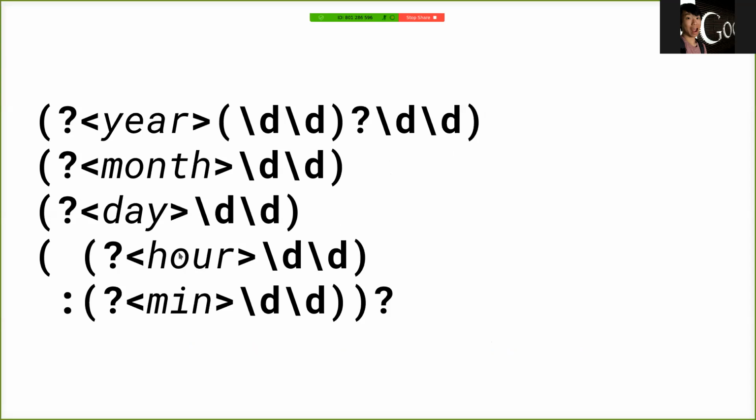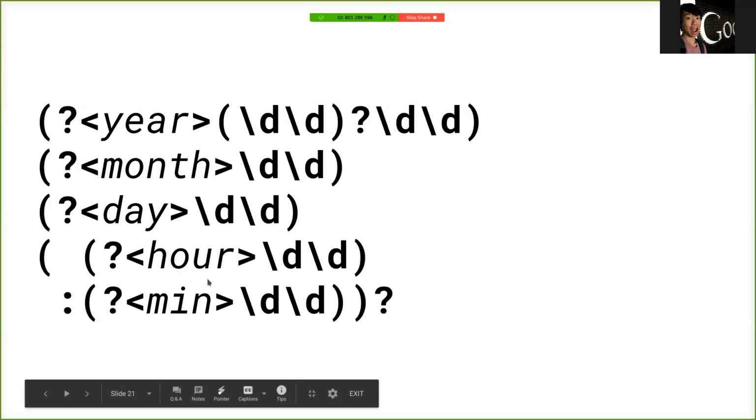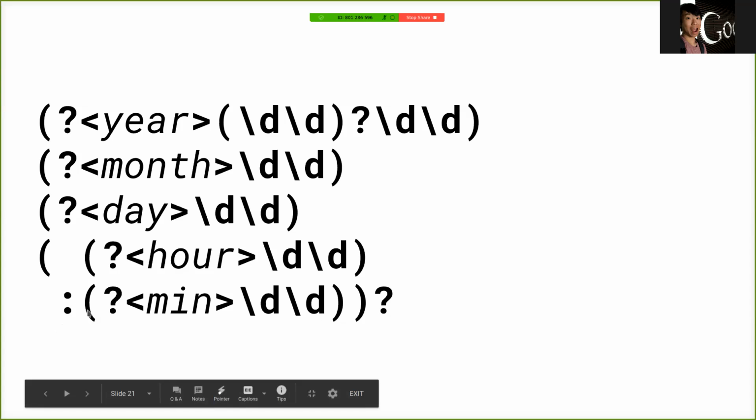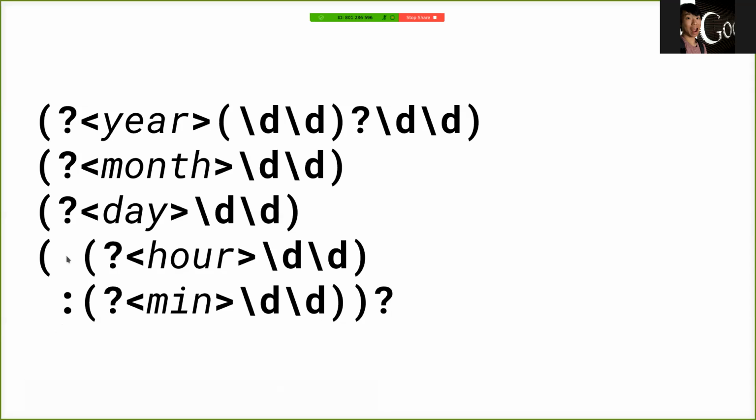And these two things are all surrounded by a pair of parentheses, which means that these two things should be taken as a unit. And we're going to say this whole unit is optional by putting a question mark at the end. We also have a little colon here and a space here to denote that the time has to come after the date, separated by a space, and the hour and minute components are separated by a colon.